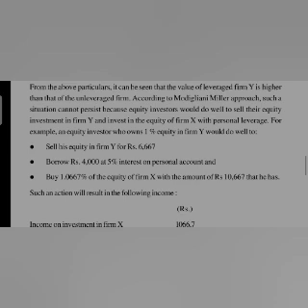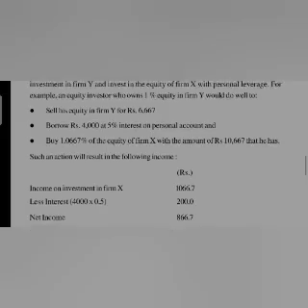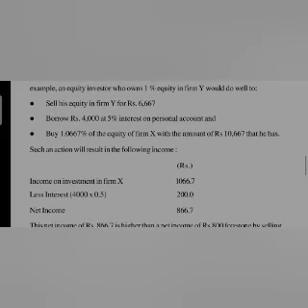For example, an equity investor who owns 1% of equity in firm Y would do well to sell his equity in firm Y for rupees 6,667, borrow rupees 4,000 at 5% interest on personal account, and buy 1.0667% of equity of firm X with the amount of rupees 10,667 that he has. Such an action will result in the following income.